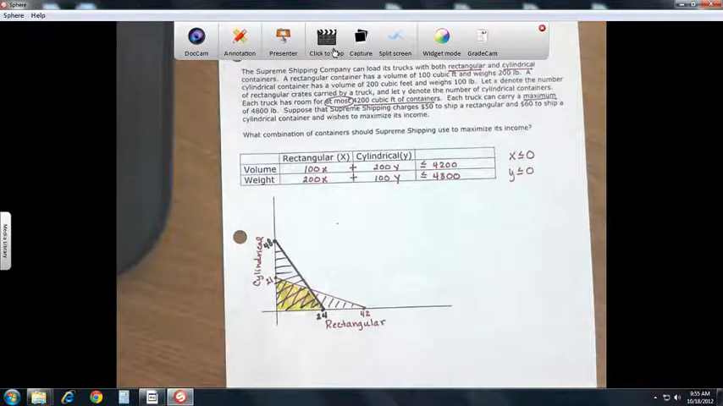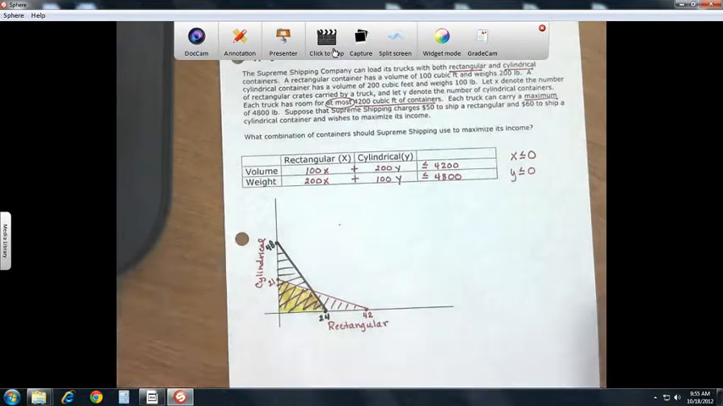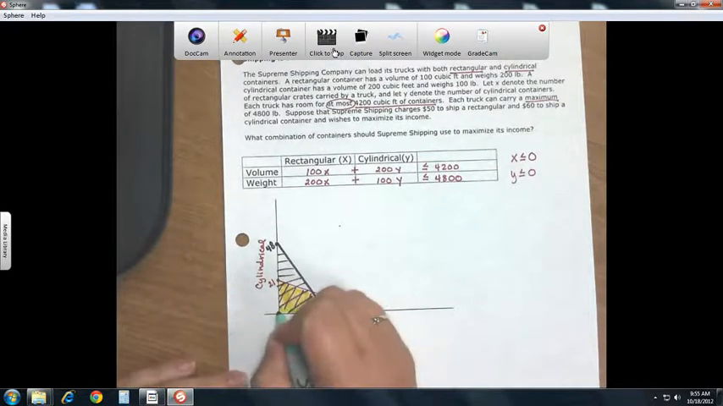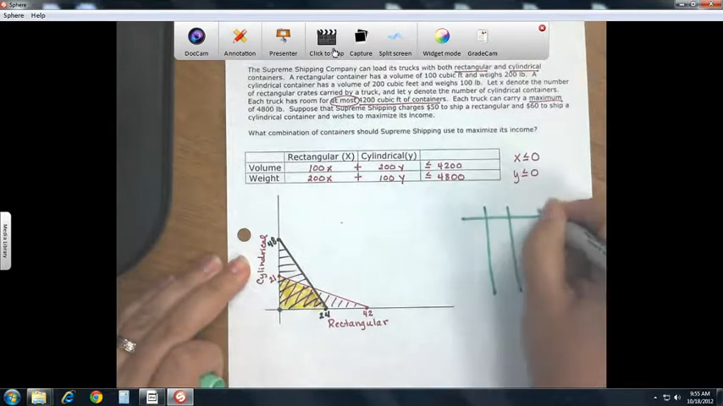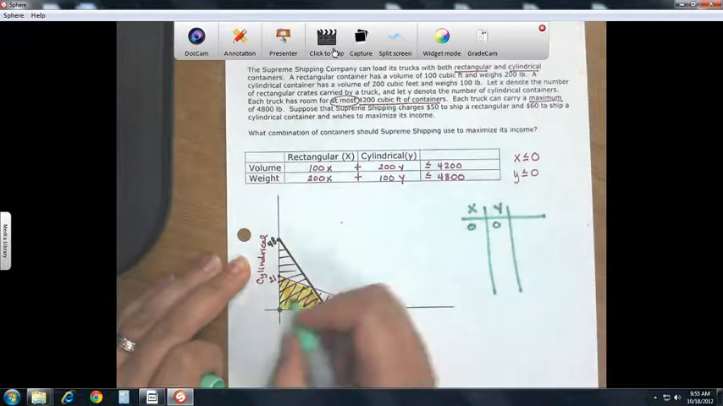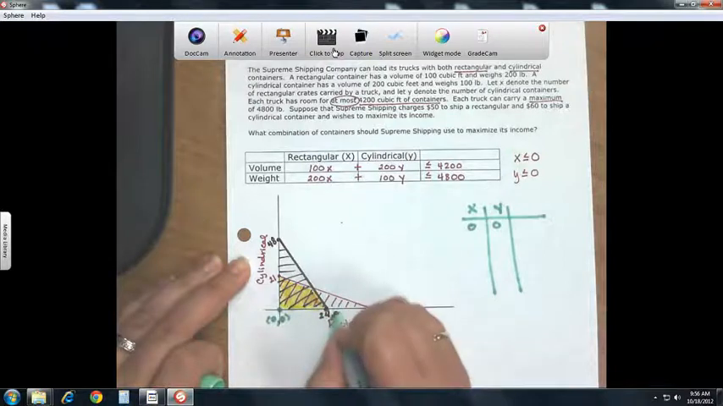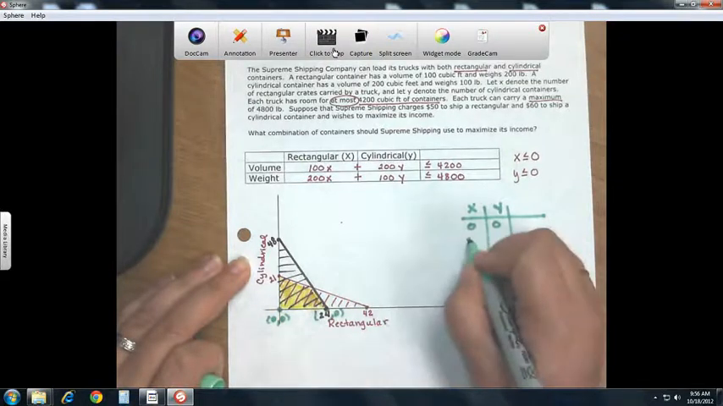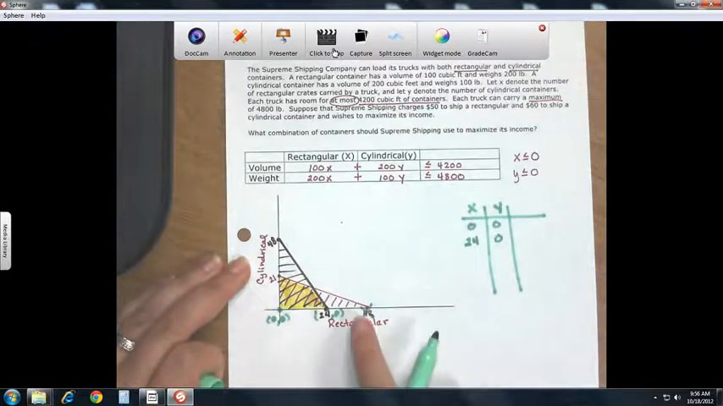So, my first vertex is right here. Zero, 0. My second vertex is 24, 0. I don't need to do the 42 because it isn't part of the shade. How am I going to find that intersection? Well, I'm going to go back up and do the matrix.